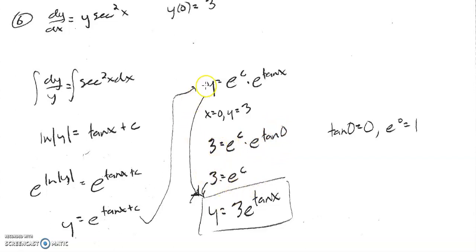So now I combine that back with this line. Whoops, this line right here. I get y equals 3e^(tan x).